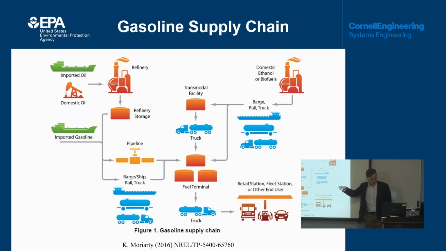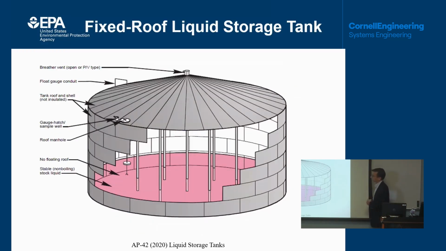So this aspect leads to, okay, if we have all these fuel terminals, how are we storing these fuels? You might be using this fixed roof type tank. There's a reference down here, I don't know if you can see it, that says AP42. This is an EPA document that describes these tanks of different sorts.